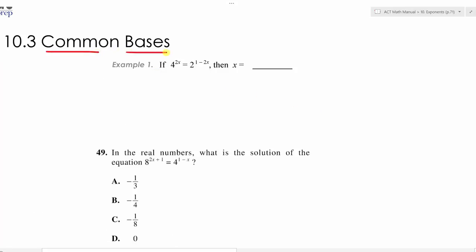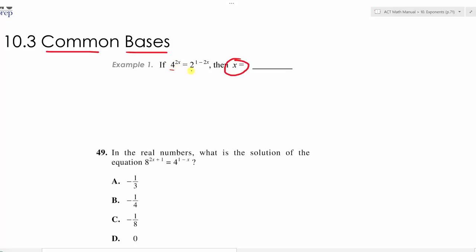There are some questions on the test where you are going to want to convert all of your bases to a common base. Some students are very proficient at doing this. Some students are either shaky or possibly have never even learned this. So I'm going to go ahead and do example 1 a little bit more thoroughly, perhaps.